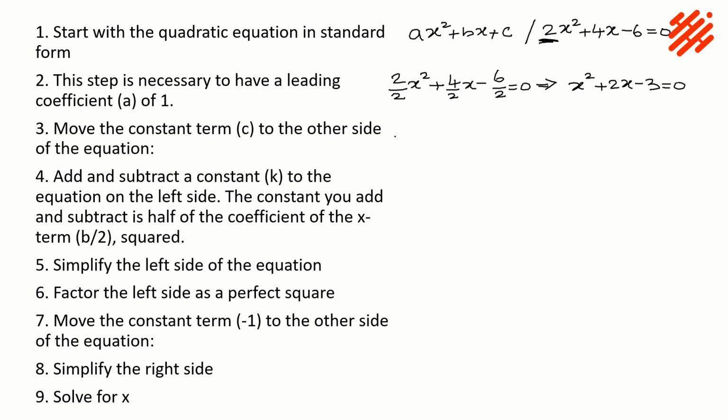Then step 3, move the constant to the other side. x square plus 2x equals 3. Step 4, we need to add and subtract half of the b term, squared. So x square plus 2x plus (2 by 2) whole square minus (2 by 2) whole square equals 3. So b is 2, and we divide it by 2.